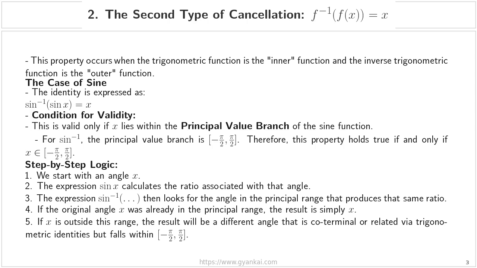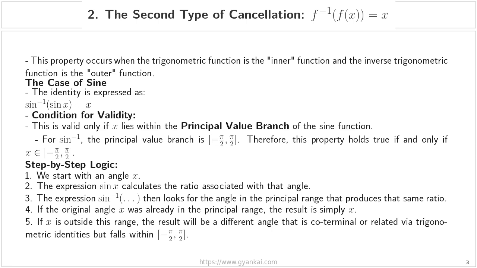First, we start with an angle, x. When we apply the sine function to x, we are calculating the ratio associated with that angle. Then, the inverse sine function takes that ratio and looks for the angle, specifically within the principal range, that produces that same ratio.